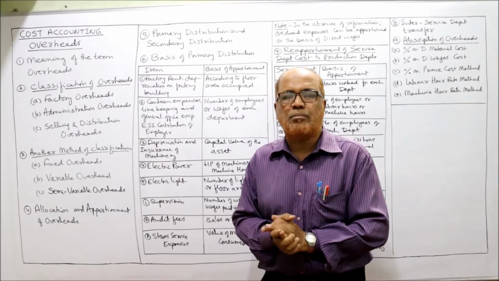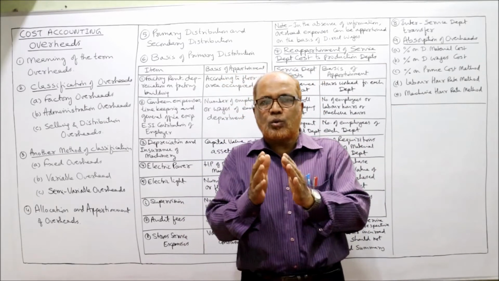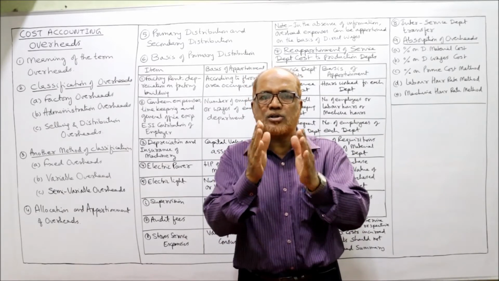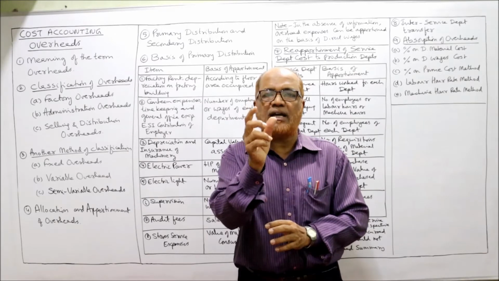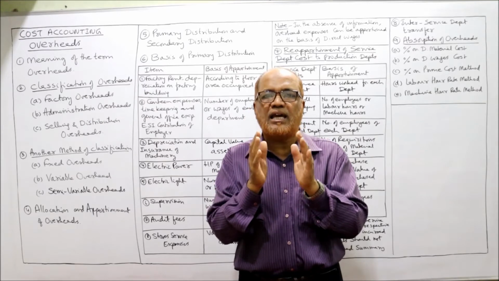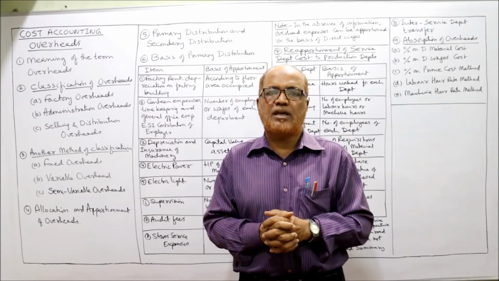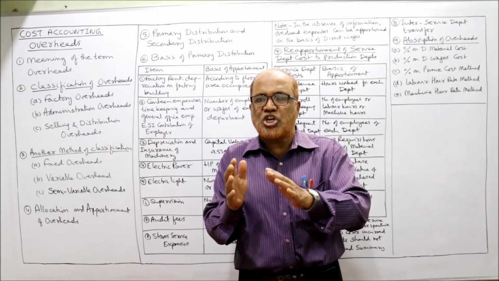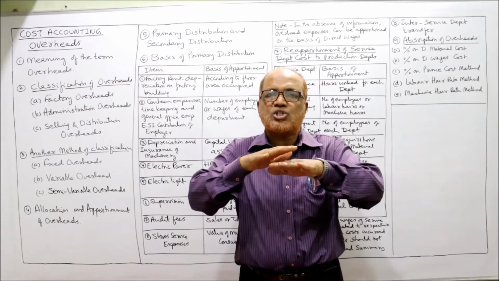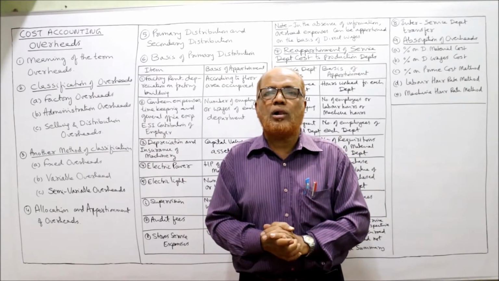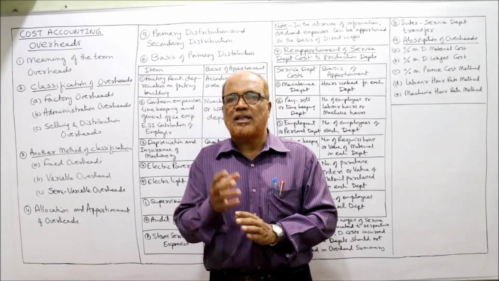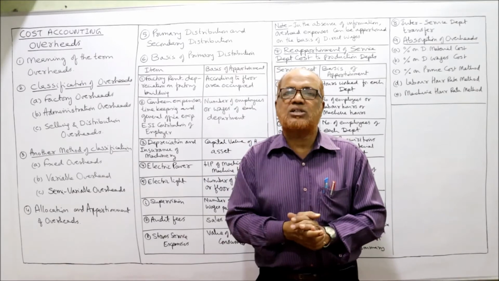Now I'm going to start with the meaning of the term overheads. The total cost of production can be divided into two categories: direct cost and indirect cost. Direct cost is that cost which can conveniently be identified with a particular product. That means the cost which is specifically incurred to make the product is called direct cost. And the cost which cannot be conveniently allocated to a particular product, a cost which is commonly incurred on all the products, is called overheads or indirect expenses. The other name of overheads is indirect cost.